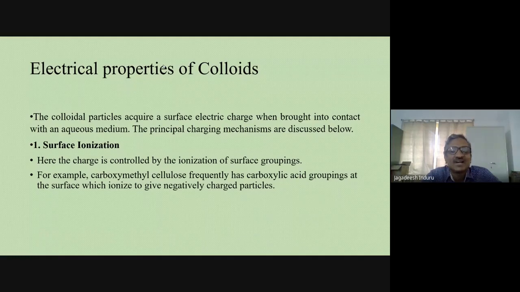Here the charge is controlled by the ionization of the surface groupings. Because of that ionization on the surface, we get a charge. For example, carboxymethylcellulose has a carboxylic acid grouping at the surface. When it ionizes, it gives negatively charged particles like COO minus. So COO has one negative charged species.